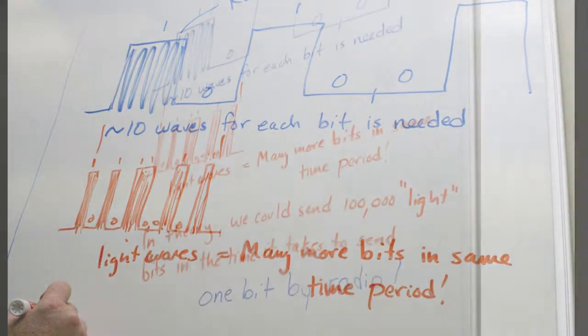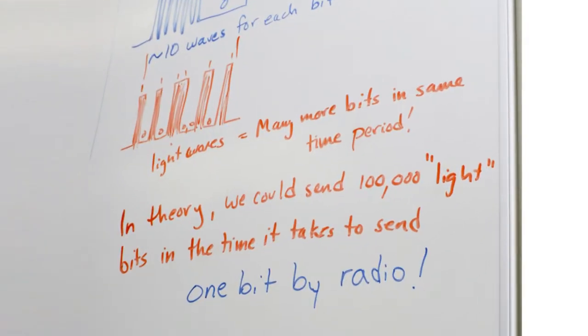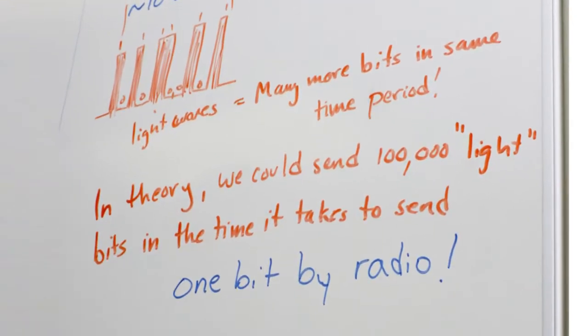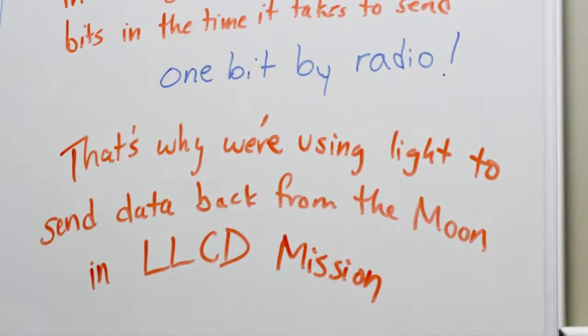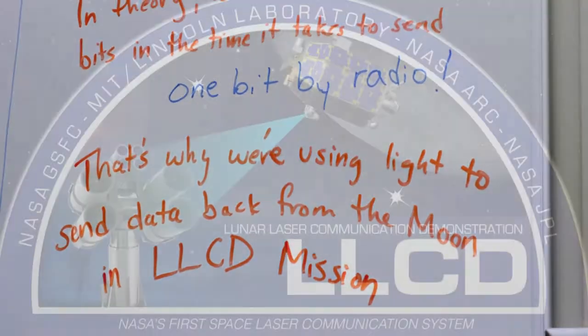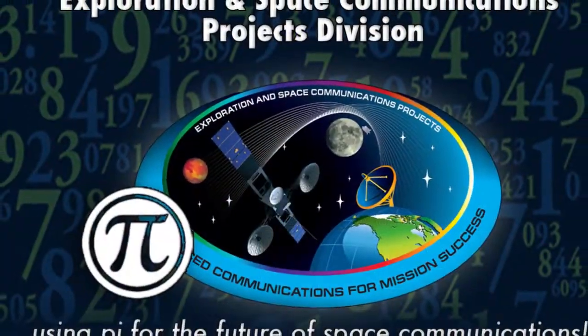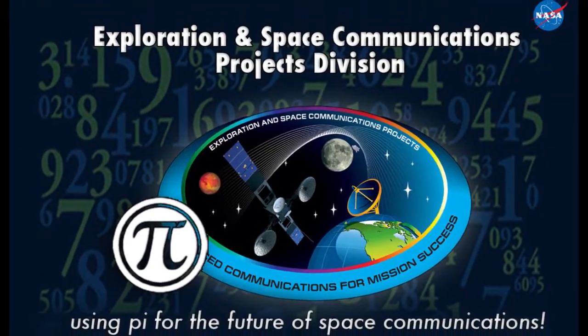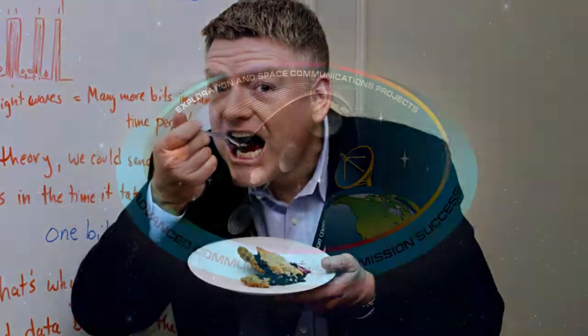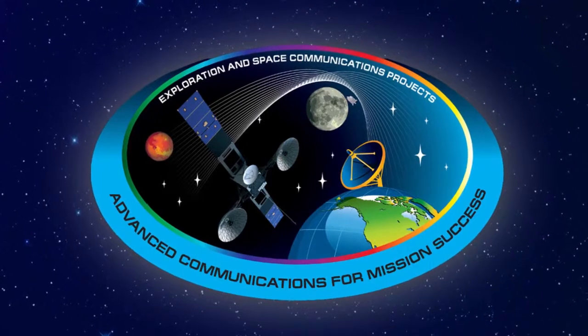So in summary, we can send 100,000 light bits in the time frame it takes to send one bit by radio. That's why we're using light to send data back from the moon in the LLCD mission. ESC, using pi for the future of space communications. Data from space.